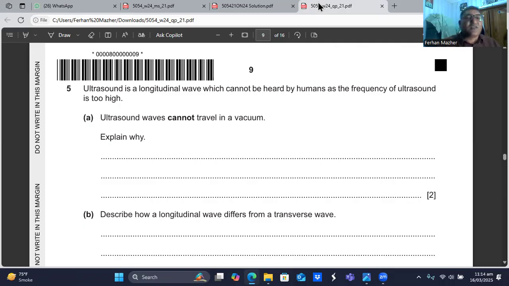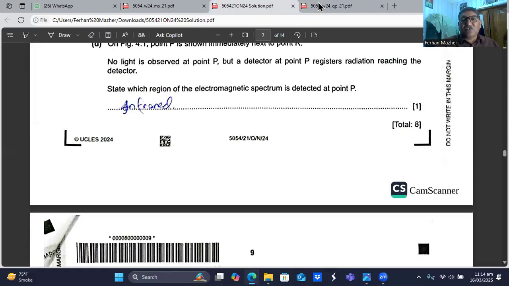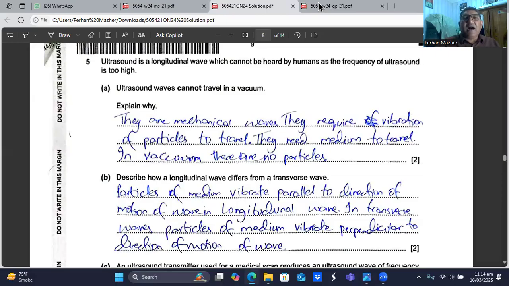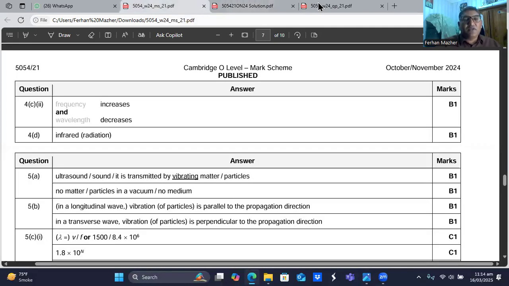Explain why. You see, the ultrasounds, they are mechanical waves. They are like sound waves. And they travel in a medium through the vibration of the particles of that medium. When there is no medium present, the energy cannot be transferred. So the ultrasounds need a medium. They are mechanical waves. They require vibration of the particles to travel. In a vacuum, there are no particles. So the longitudinal waves will not be able to travel.